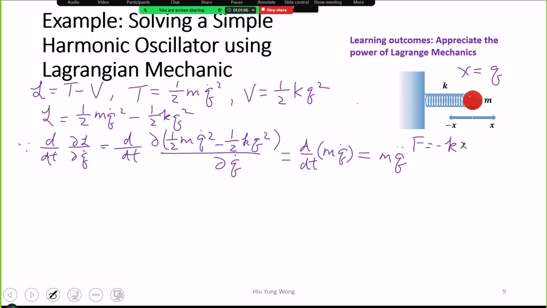Now I also need another term, which is partial L partial q. Let me go through the same process: partial of 1 over 2 m q dot square minus 1 over 2 k q square, this time with respect to q. So what is the value of the first term? 0, thank you, because the first term only has q dot. Remember, q and q dot, coordinates and velocity, are independent variables in this formalism. The second term is what? Minus k q. Very good.